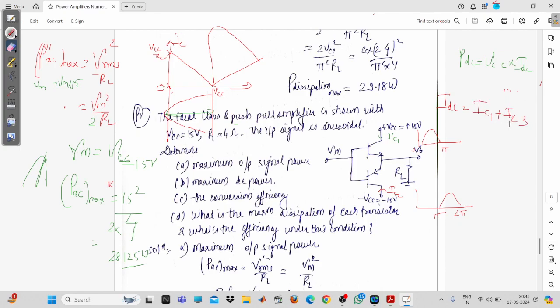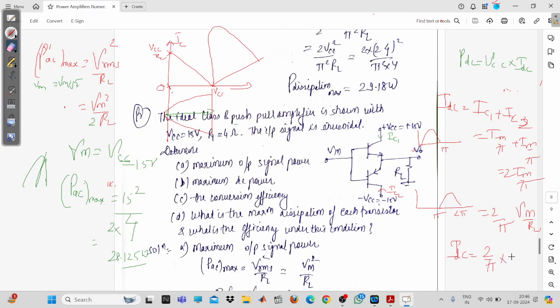I think in the previous problem we have solved this. So this is Im by pi plus Im by pi, fine, and this is twice Im by pi. Now, how to calculate this Im? What is the peak value? Vm will be equal to VCC. Now, Im will be Vm upon RL, because only a resistive load is there, so directly you can apply Ohm's law. So in this way, you can calculate IDC will be equal to 2 by pi Vm by RL.